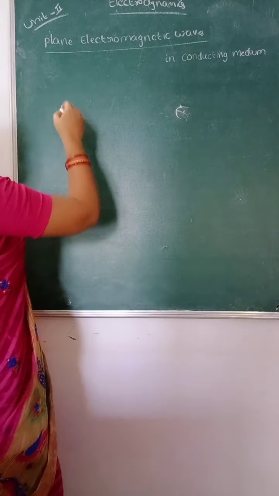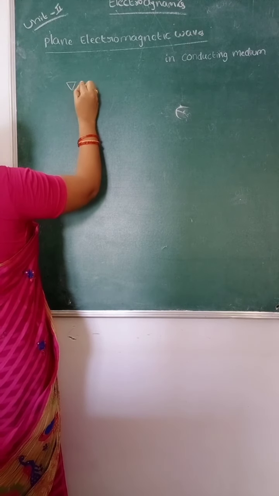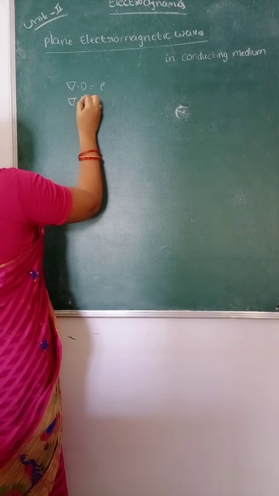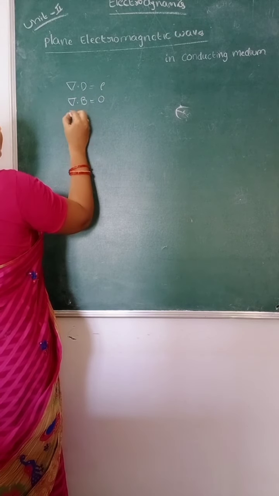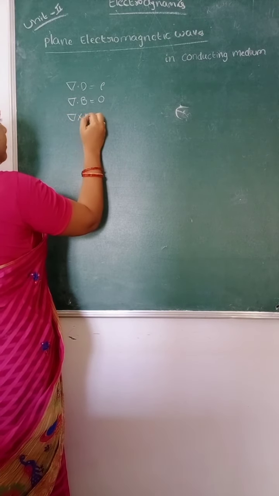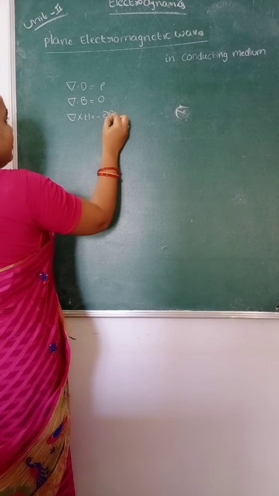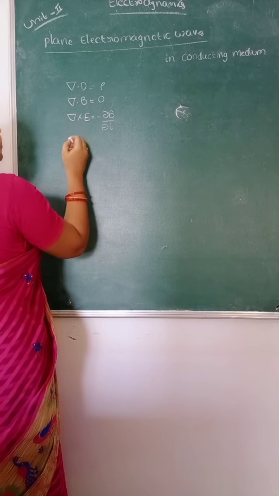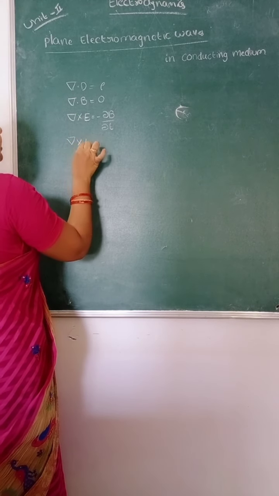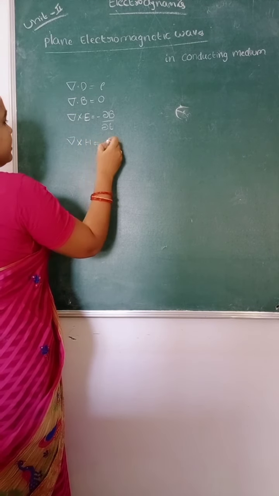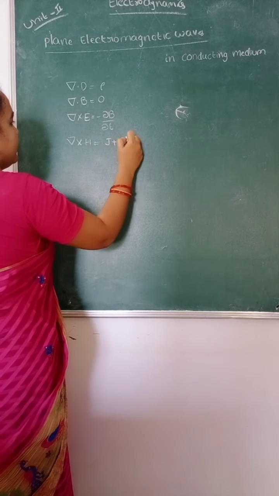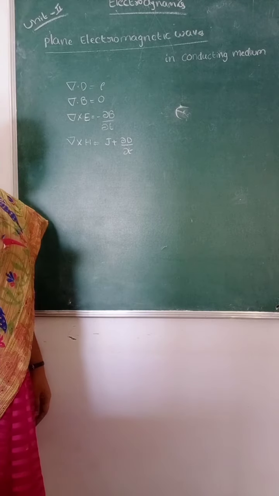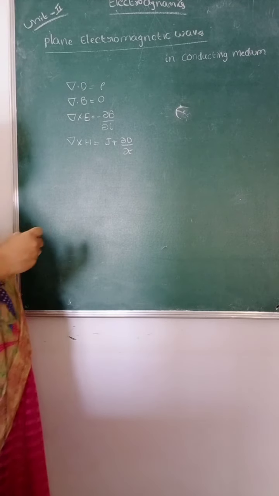So what are the four Maxwell's equations again? Del dot D is equal to rho, del dot B is equal to 0, del cross E is equal to minus dou B by dou t, and del cross H is equal to J plus dou D by dou t. So these are the four Maxwell's equations.